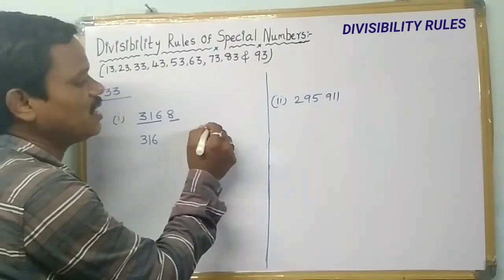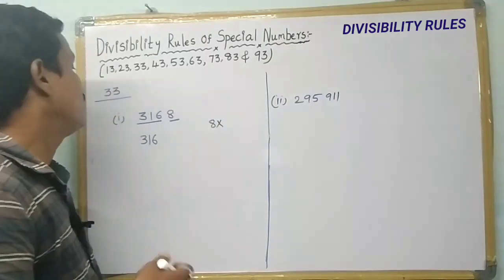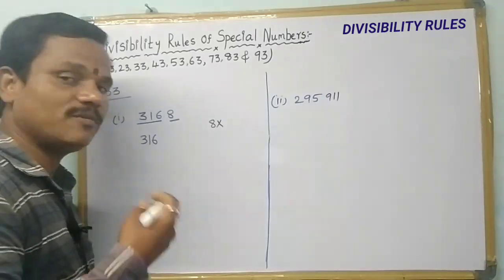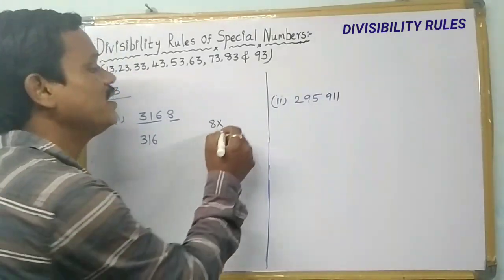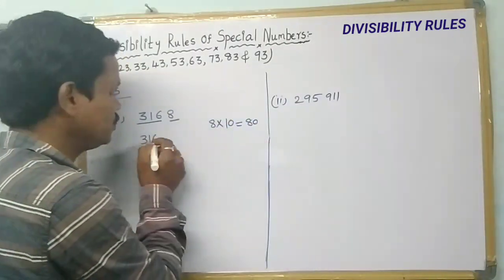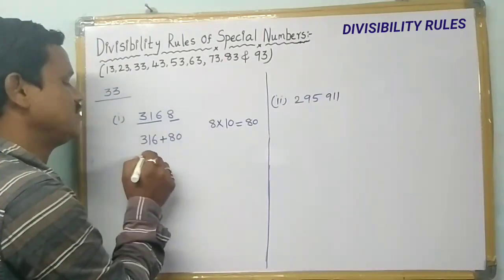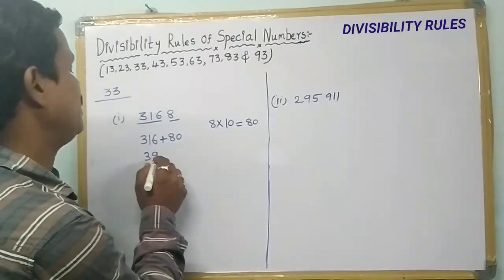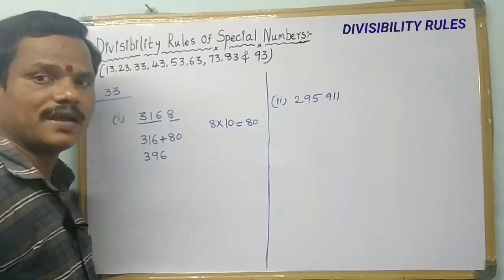Now here the first part number is 8. The first part number is multiplied by which number? In the divisibility rule of 33, the first part number is multiplied by 10. 10 eights are 80. Add this. Now 316 plus 80 is 396. Okay, 396.